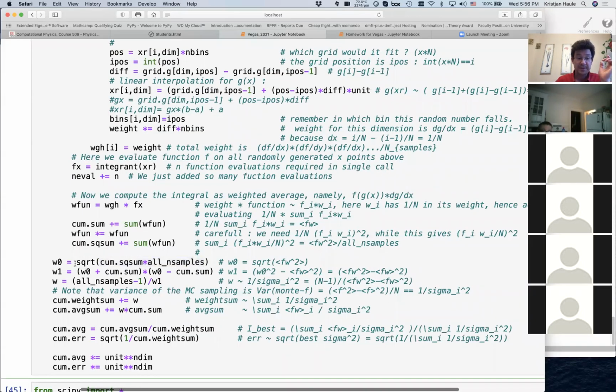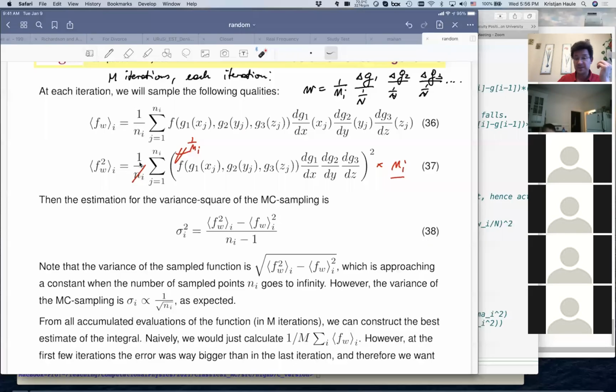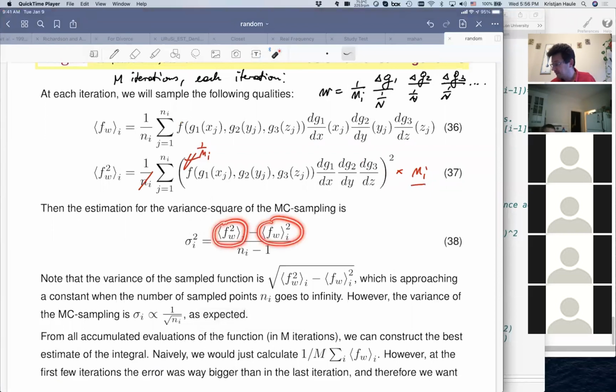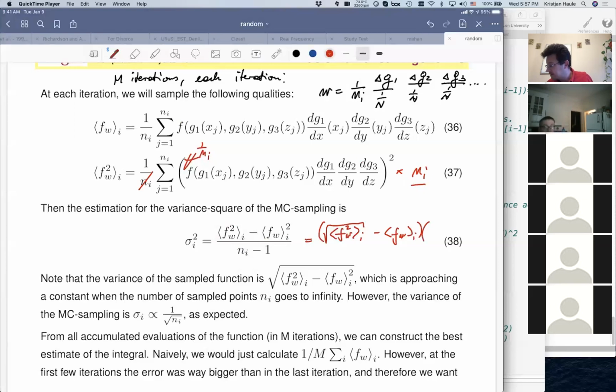Okay, but now we need to calculate this quantity, f square minus f average square, divided by ni minus 1, and we're going to use the same trick that we used before, namely that this is the square root of f w square average minus f w i, times the same quantity with plus. So the same quantity.